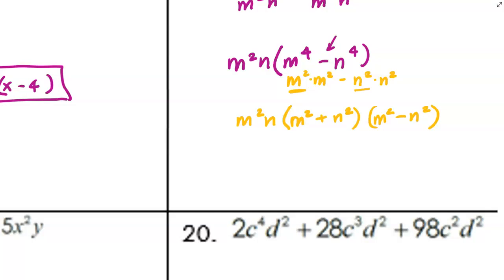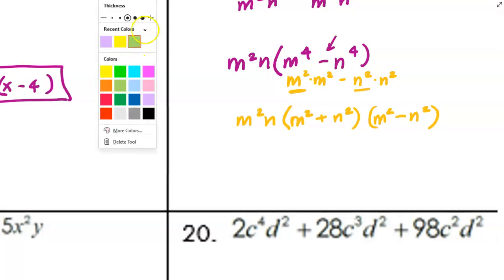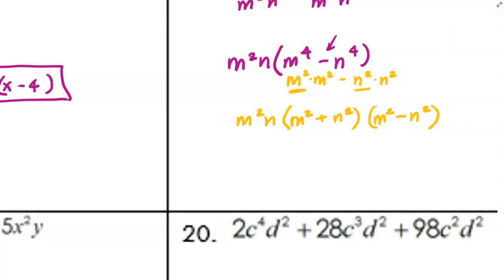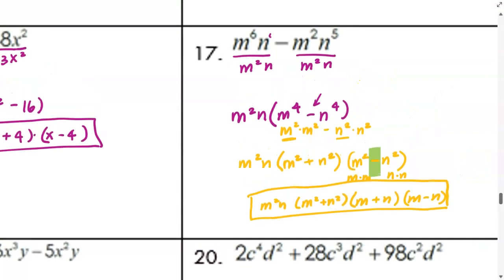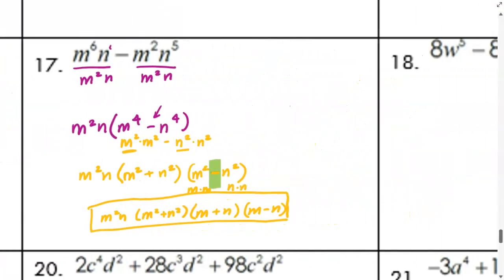Okay, and then you see again right here, this one is really fun. There's another difference of squares. This is made up of m times m. N to the second is made up of n times n, and there is a subtraction in the middle. So that means that it could be further factored out. M plus n, m minus n, m squared plus n squared, m squared n. Here is the completely factored form of that beautiful problem. So much fun. Okay.